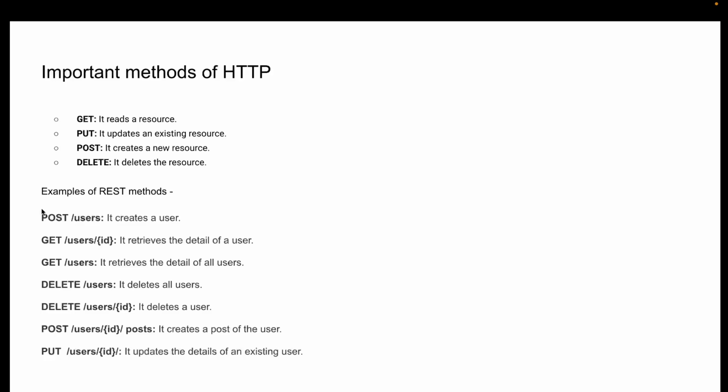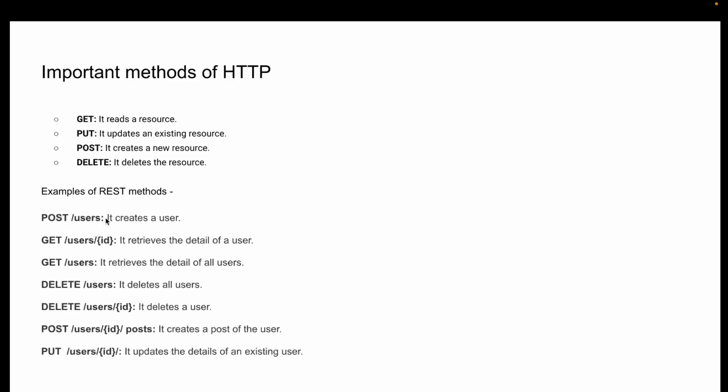So let's see examples of these REST methods, how the URLs would look when we want to create our REST methods. Let's say we want to create a user. We have to use this POST annotation, and we can use this /users.